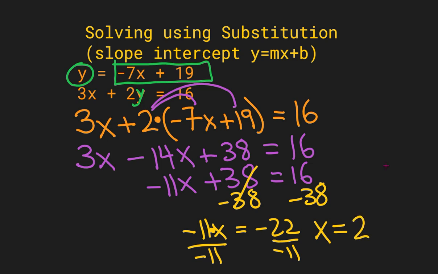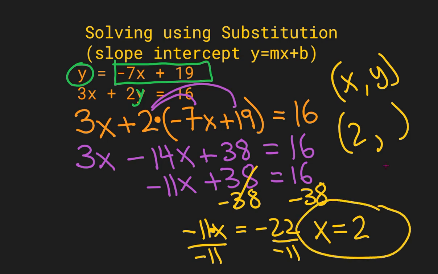Oh, I know x equals 2. So originally I said these are two lines where they're going to cross, x comma y. I know now that the x part of that point is 2, and I still need to figure out the y.